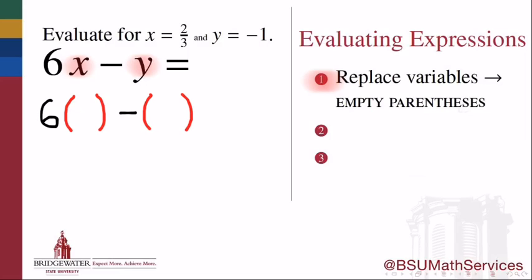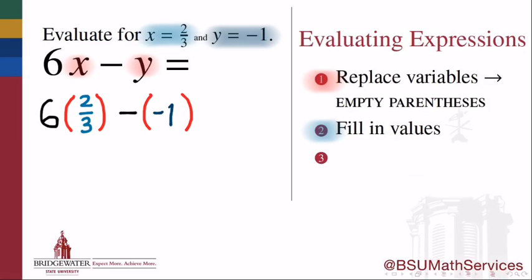of parentheses. This forms what is sometimes called the skeleton of the expression. So in this example, we replace the x and the y in the expression 6x minus y, each with a set of empty parentheses. Second, fill in each of those parentheses with the corresponding value. So the parentheses that we created to replace the x will be replaced with the value that we were given for x, 2/3. Likewise, the empty set of parentheses replacing y will be filled in with the number that we were given to replace y, -1.